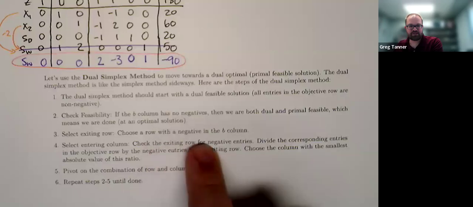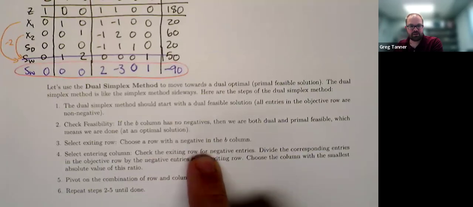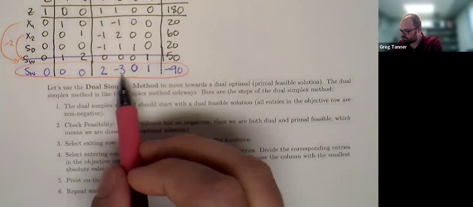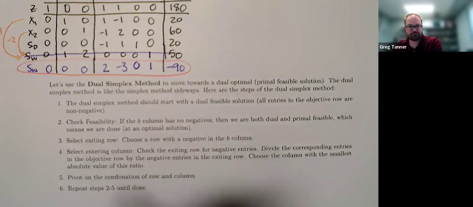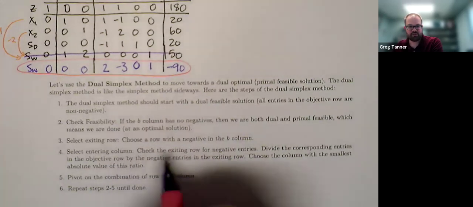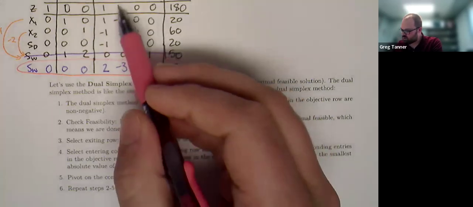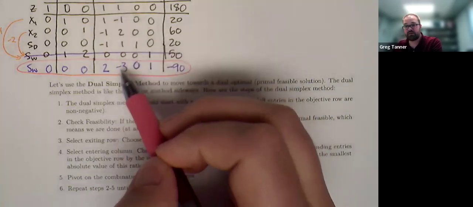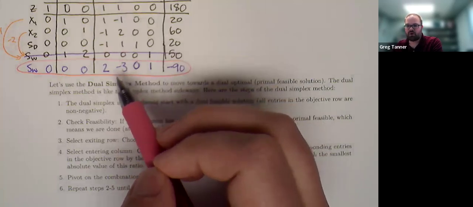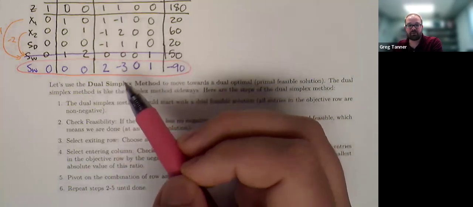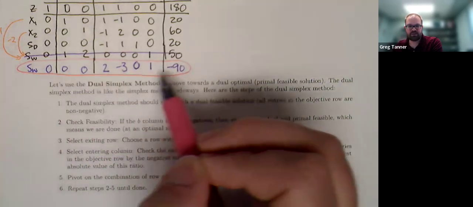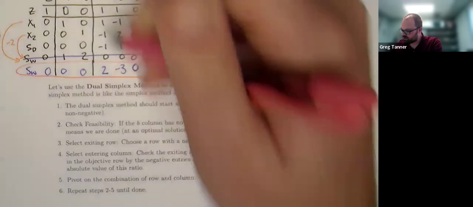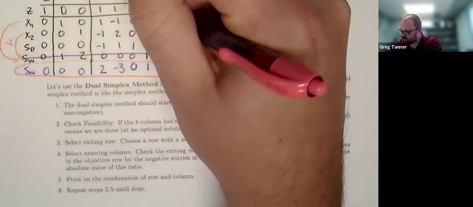Okay, so we want to check that exiting row for negatives. Looking along here, there's actually only one negative right here. Then we want to take values in the objective row and divide them by the negative entries. So 1 divided by -3 would be -1/3, and we'd choose the smallest in absolute value of those. In this case, there's really only one negative in this exiting row, and so we have to choose that as our entering column.